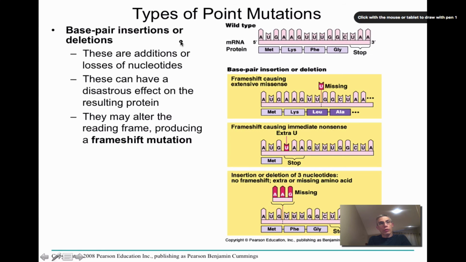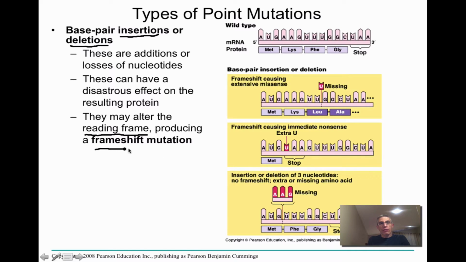Now, sometimes we have point mutations where we have an insertion or a deletion. Now, these are considered either additions or losses of nucleotides. So it's no longer a simple substitution. We're either putting something else in or we're taking something away. Now, when you do this, this can have a pretty disastrous effect on the resulting protein. Because what this does is it actually changes the reading frame of the messenger RNA. And we give it a special name.